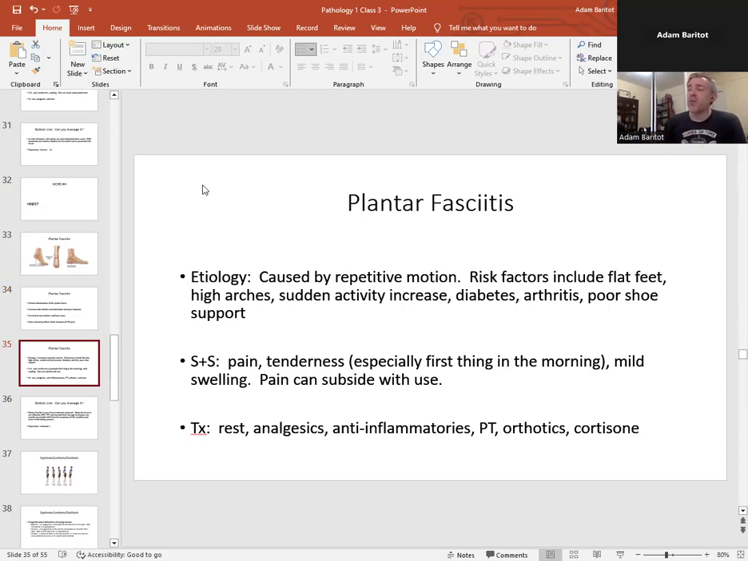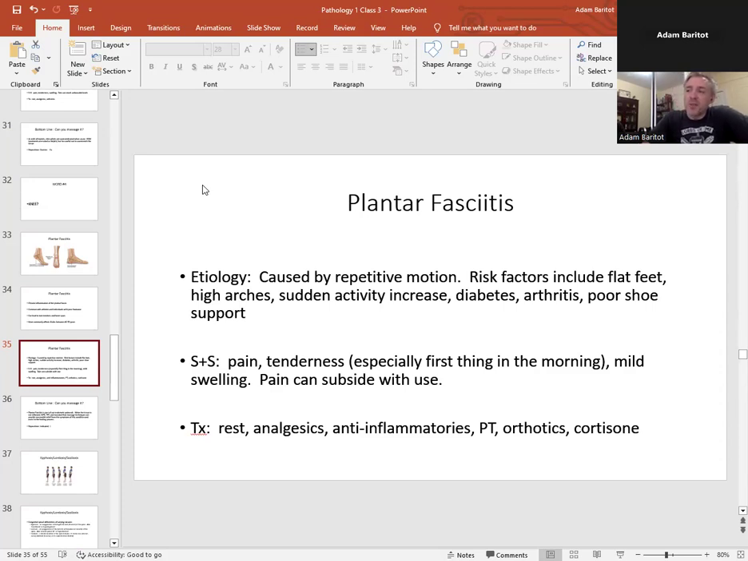Etiology, caused by repetitive motion, doing things over and over again. Risk factors include flat feet, people with no arch. High arches, people with an excessive arch, like me. Sudden activity increase, there's that mud run on the weekends. Diabetes, people who are susceptible to it. Arthritis as you get older, and poor shoe support. Always make sure you're wearing proper shoes. You may need someone to help you, usually folks at shoe stores are pretty good, but a podiatrist is a better fit.